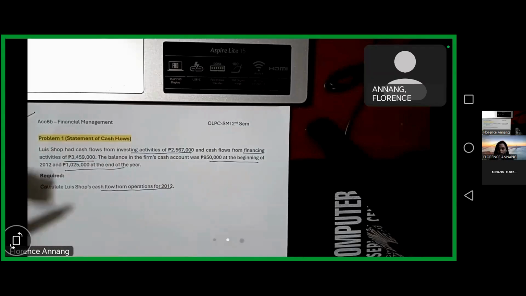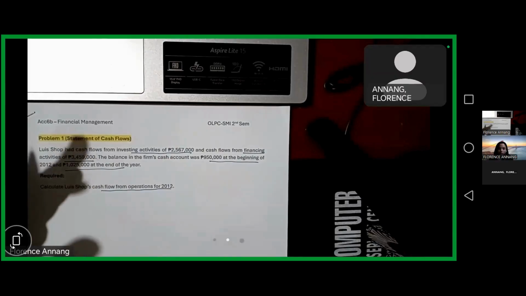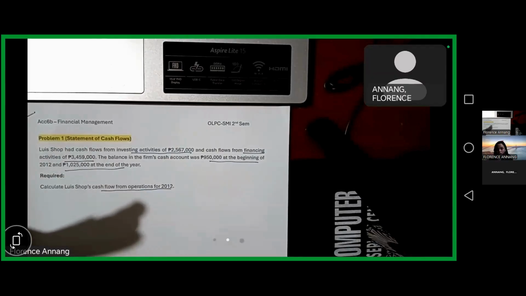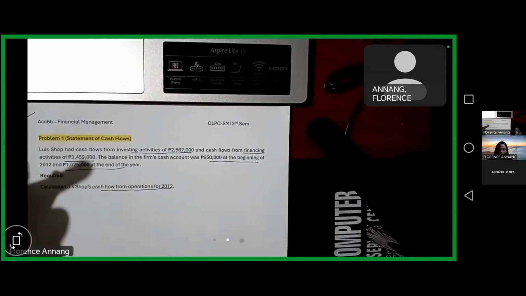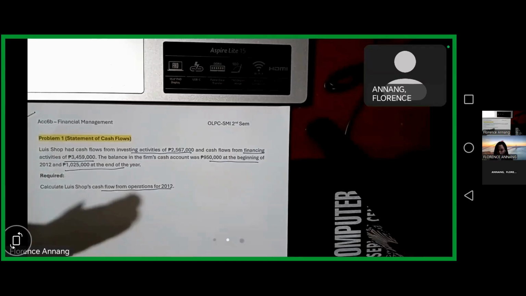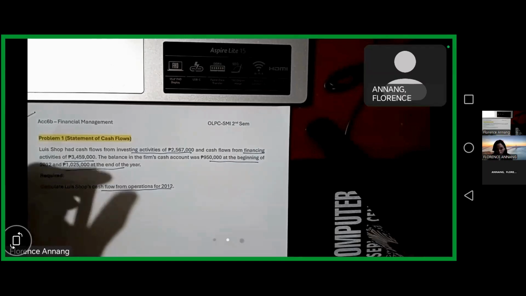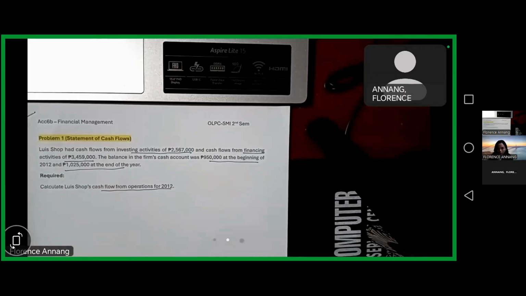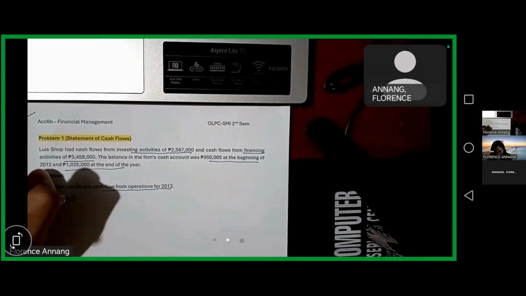So, di ba, as we have discussed last meeting, meron tayong 3 components ng ating cash flows. That is your operating activities, investing activities, and your financing activities. So, given yung dalawa, ang wala lang is si operations. So, we have to plot this in a pro forma cash flow statement. So, Louis shop.